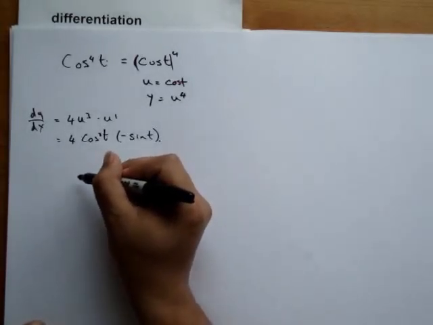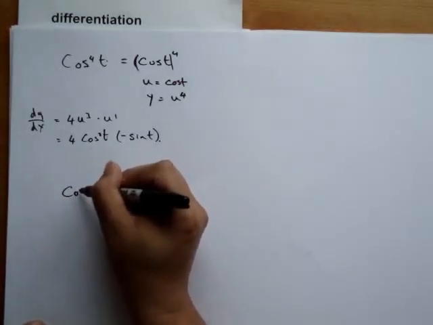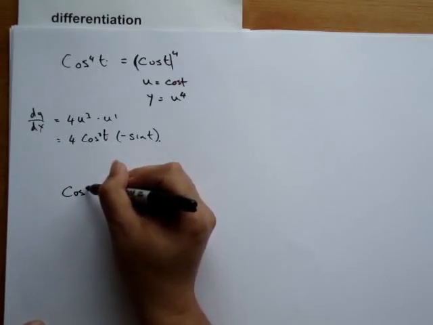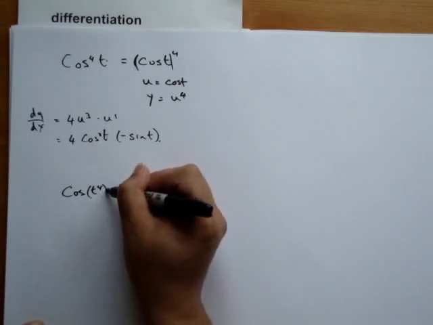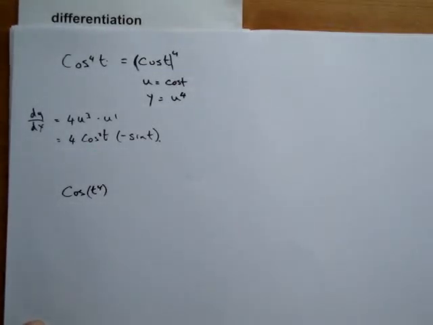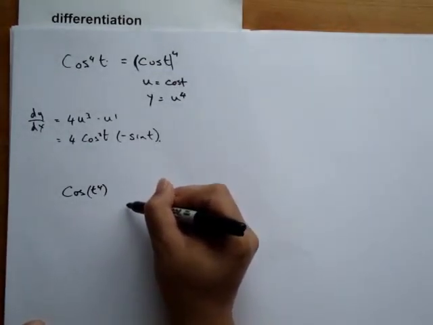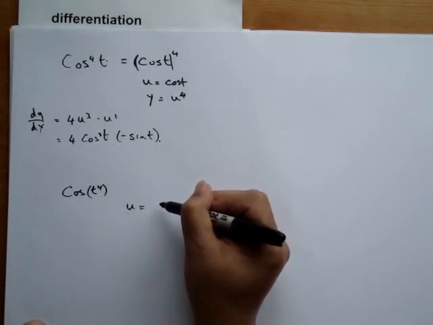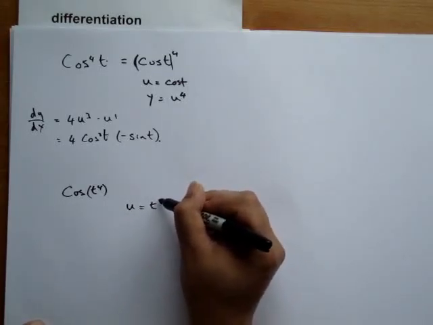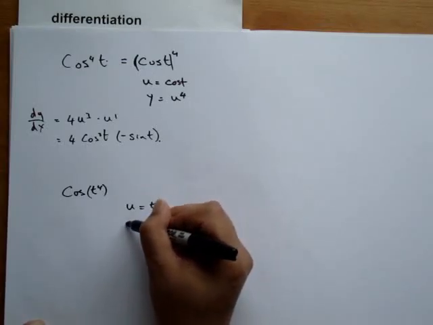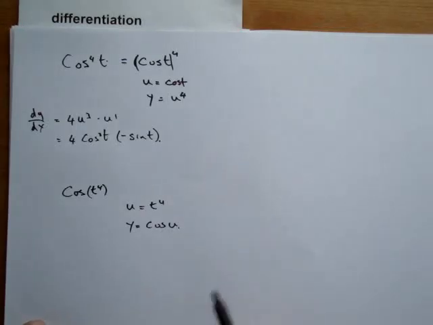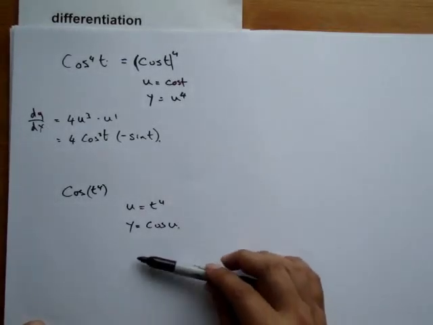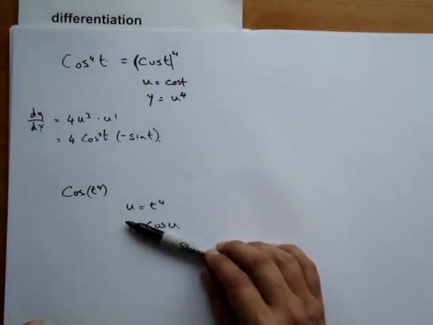Similarly, if we have cos of t to the 4, u equals t to the 4, and y equals cos u. So bear this in mind when considering trig functions to a power.